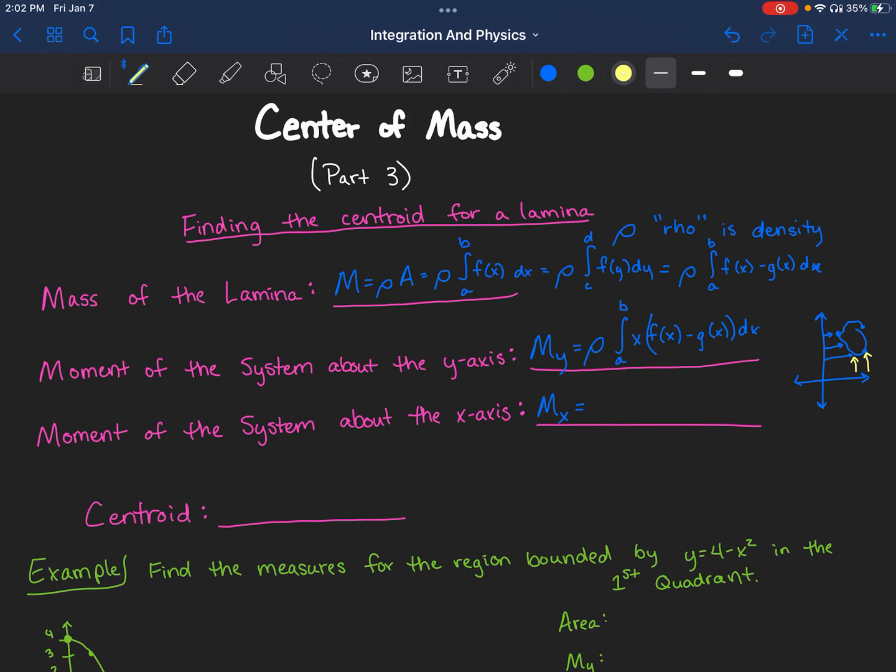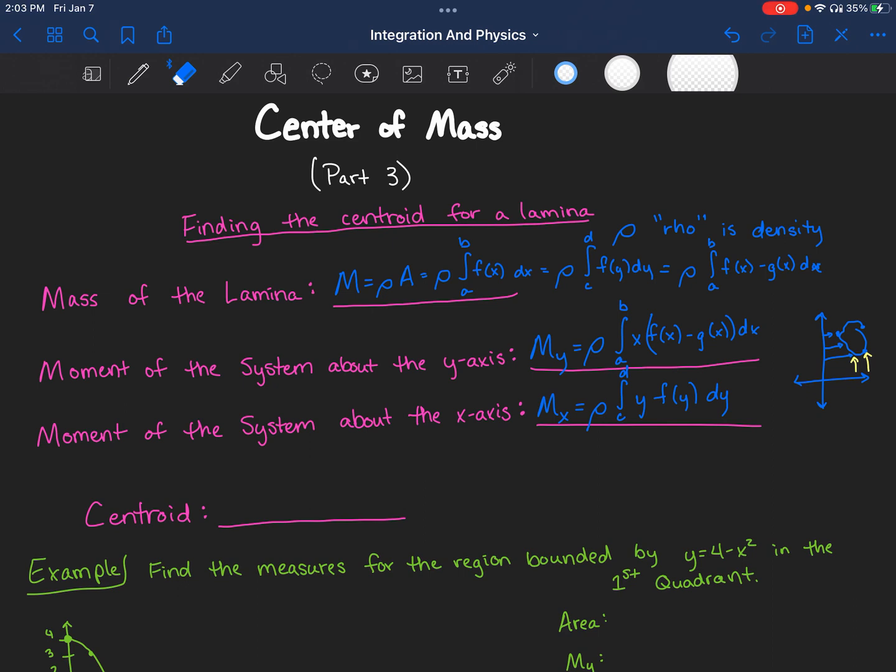It's going to be a y variable. Honestly, the best way to do this one is if you could write it as a function of y: you could do rho times the integral from c to d of y times f of y dy. But the problem is, if you had 2 functions, you could do f of y minus g of y, kind of like what I did for the moment of the system about the y-axis. The problem is I can't always write it in terms of y. That's what I was getting at.